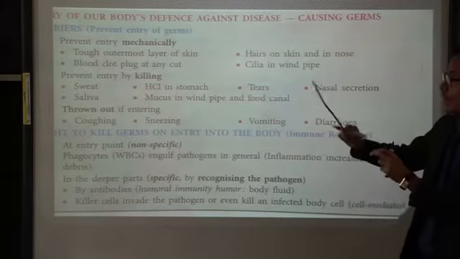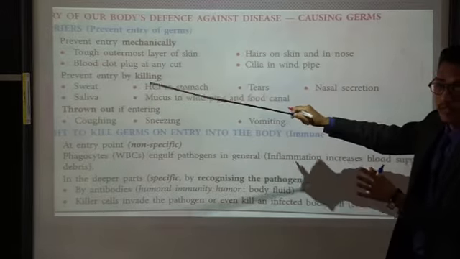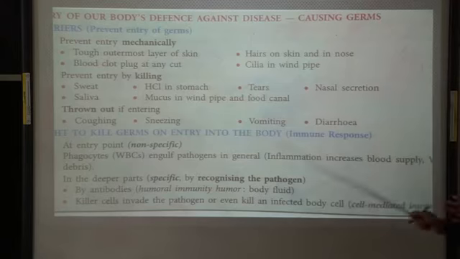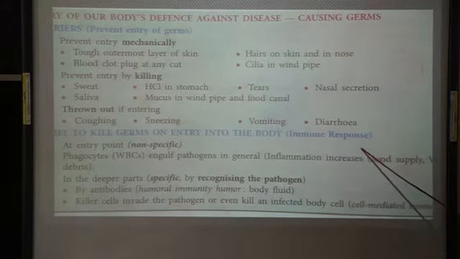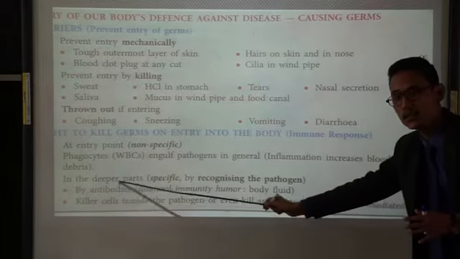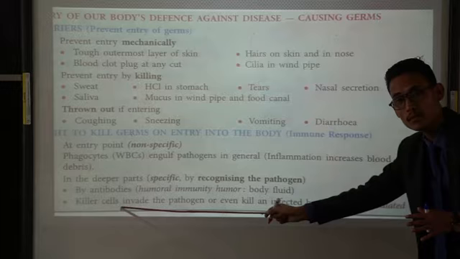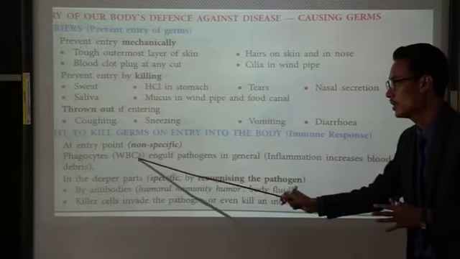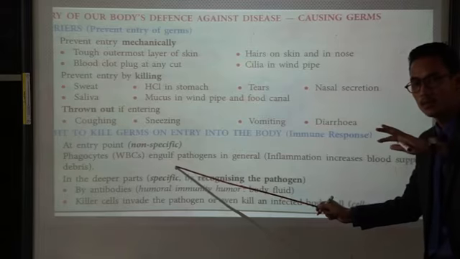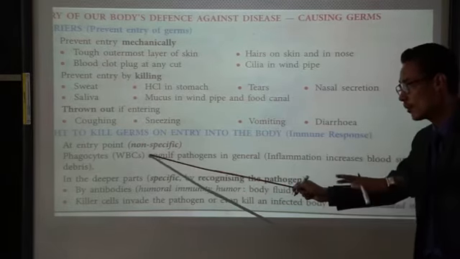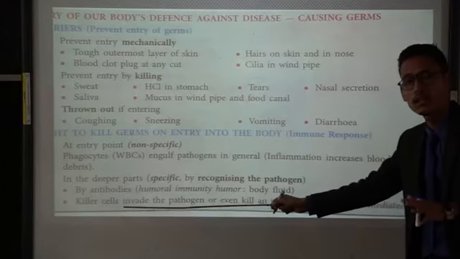But if this local defense system is not enough to handle those foreign microorganisms, then the second system will come into action, which is called the immune system or the immune response. This will come into action by the formation of antibodies and killer cells. This will destroy the invading foreign microorganisms. And phagocyte, WBC, means to eat. The WBC will also eat the invading microorganisms, and at the same time it also produces antibodies and killer cells.